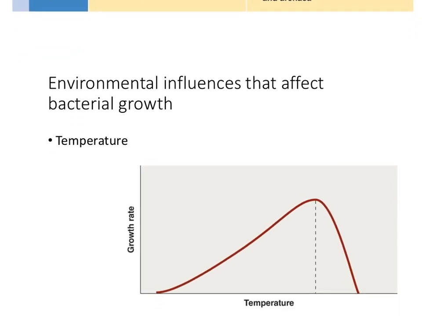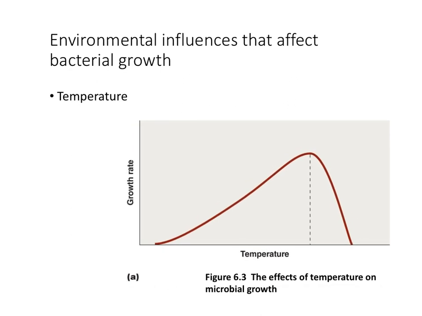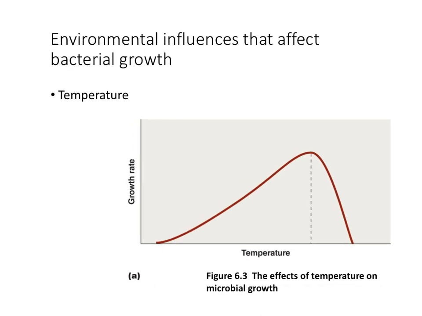All right, so let's look at some environmental influences that affect bacterial growth. Usually the first thing that we think of in terms of environmental influence is going to be the temperature, because oftentimes we have some degree of control over that. If we're trying to grow organisms in the lab, we can dial in whatever temperature we want. If we're trying to grow them fast, then we need to know what temperature they grow best at.